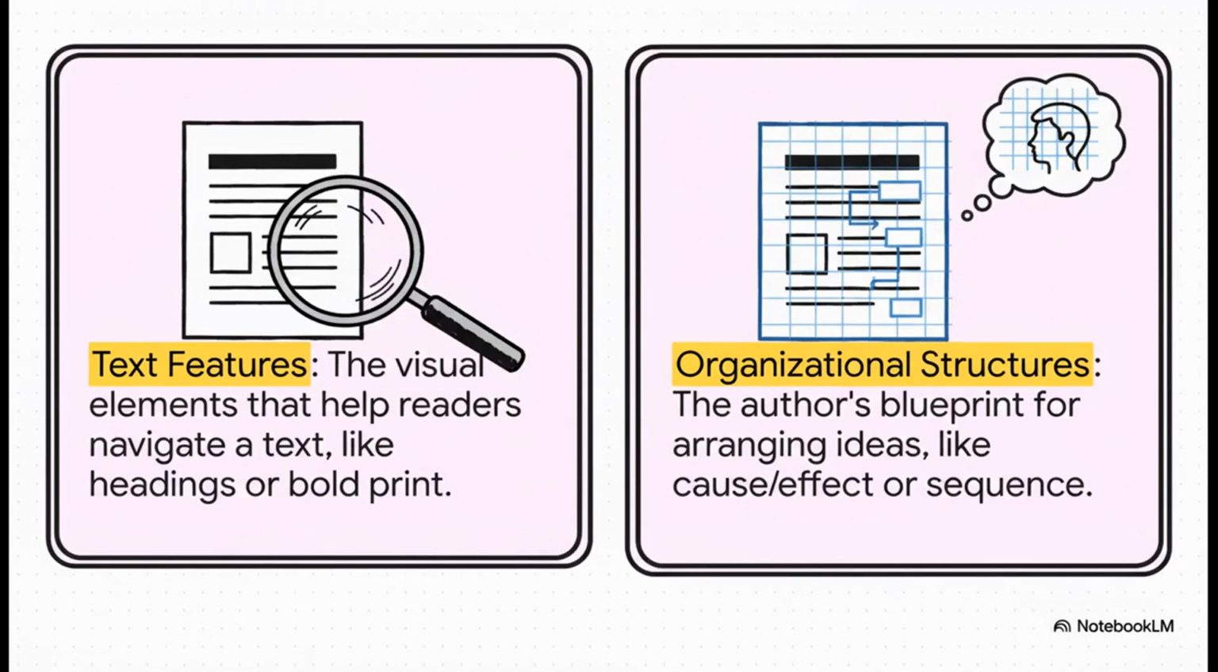Now, this is a really key distinction we have to make crystal clear for our students. On one hand, you have text features. These are the visual signposts, the things you can literally point to on the page, like a heading or a caption. But then you have organizational structures. And that's the invisible blueprint, the way the author has arranged all the ideas, like showing cause and effect. One's visual, the other's all about logic.